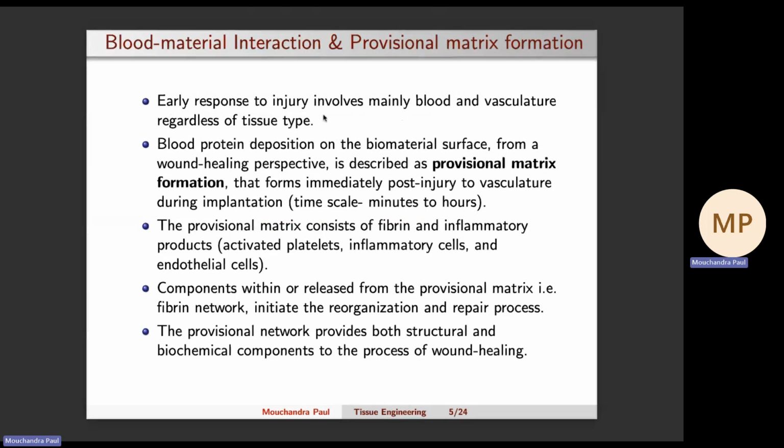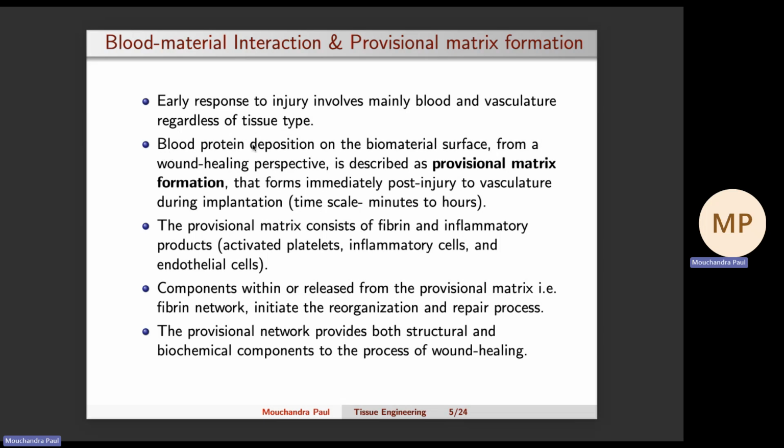Now, the early response to injury mainly involves blood and vasculature regardless of tissue type. So it doesn't matter what the tissue is. This is also true for cartilage. You know, cartilage is alymphatic and avascular, but still, if some injury to cartilage happens, some blood-material interaction is expected. That is why it is written regardless of tissue type.